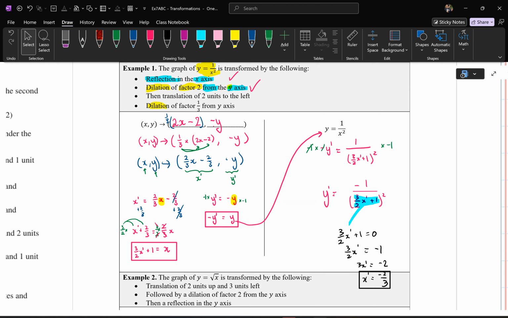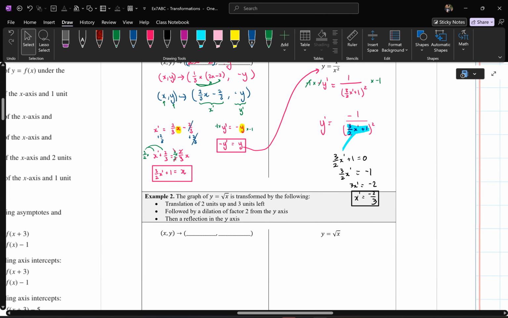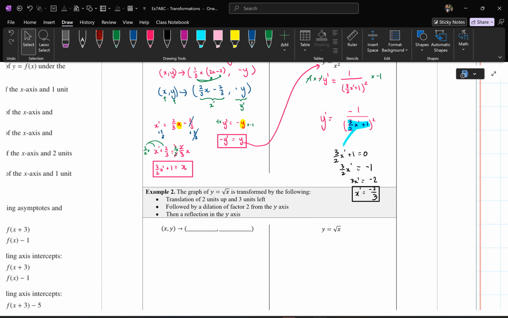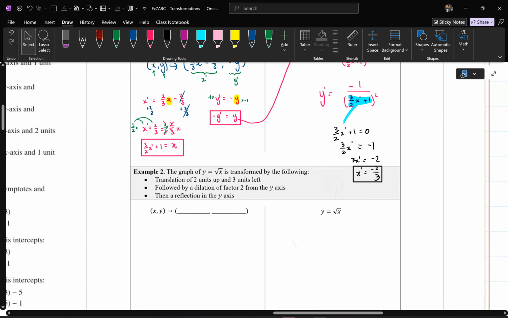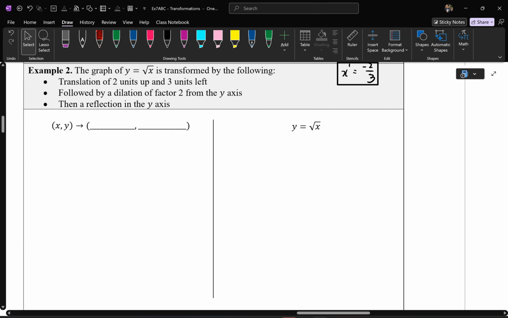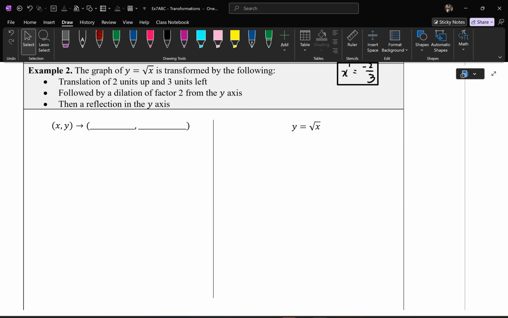Okay? Anyways, I'm going to pause the video. I want you to have a go with the next one. The next one should be easier. So this time I should have given you two different things, yeah. Try this one. Tell me the new equation for root of x. Okay, so I'm going to pause the video.